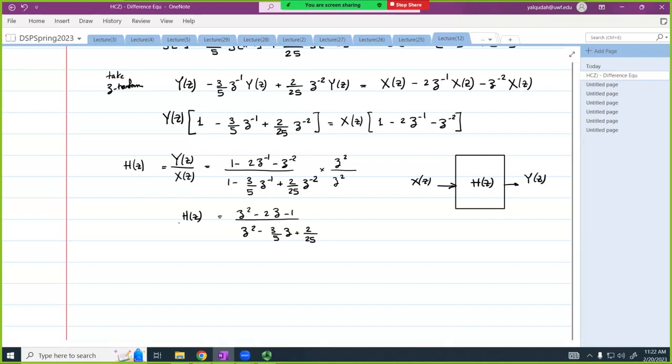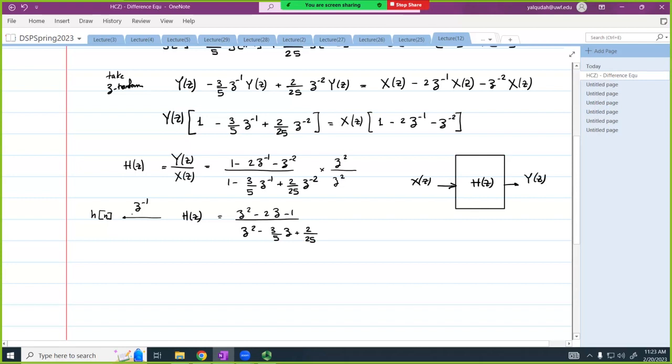Together? So we went from a difference equation to h of z. If I want h of n, what do I have to do? I take the inverse of h of z. Divide by z is part of taking the inverse. So taking the inverse z transform will give me h of n. Does that make sense? So what is h of n that implements this difference equation? I can just take the inverse of h of z to get this h of n.